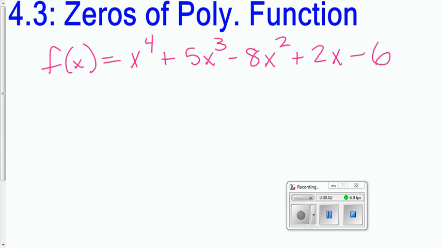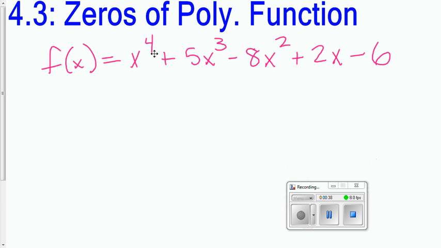Alright, today we're going to discuss section 4.3, which starts our talk about the zeros or the roots of a polynomial function. So here we have a polynomial function, x to the fourth plus 5x to the third minus 8x squared plus 2x minus 6. It's a fourth degree polynomial function, and we've discussed some of the things about this. The constant term is where it crosses the y-axis. This fourth exponent tells you about the ends of the polynomial function. Because this number here is positive 1, both ends of this function go up.